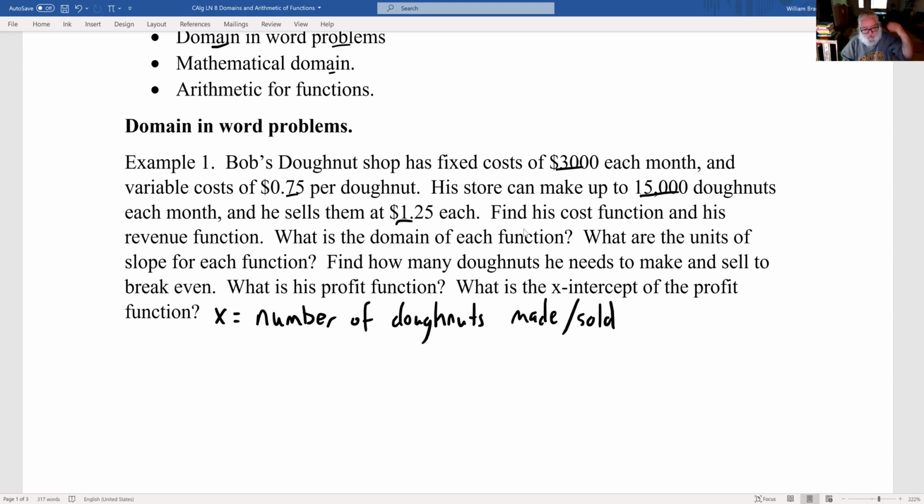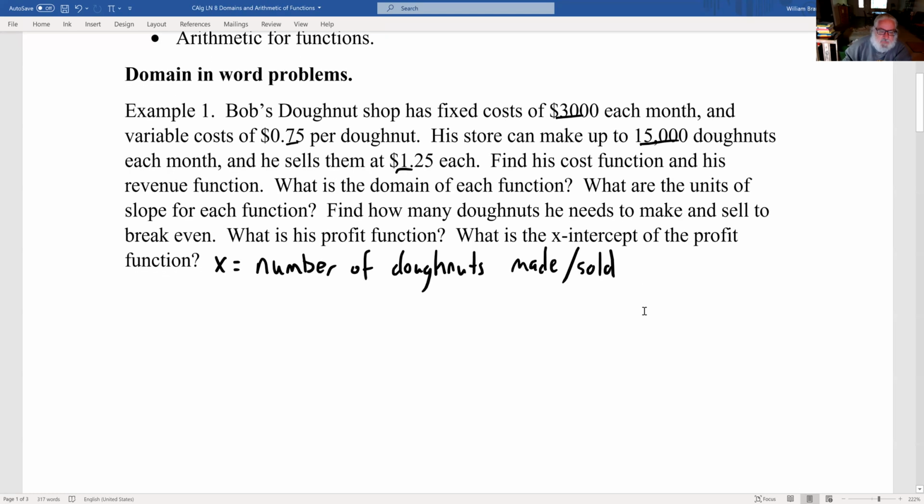There is a problem here about storing stuff, and about what you do with donuts that you make that you can't sell, but we're just going to start with the assumption that he can sell all the donuts that he makes. So what's his cost function? Cost depends on how many donuts he makes, right? So cost is a function of the number of donuts he makes: 75 cents times the number of donuts plus 3,000.